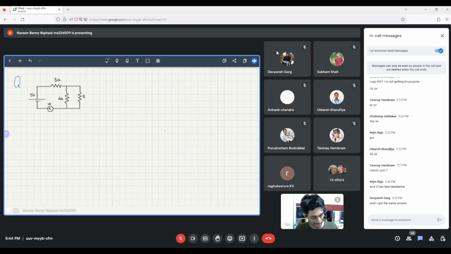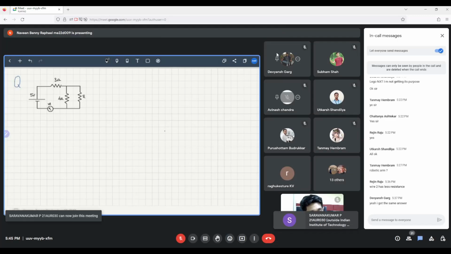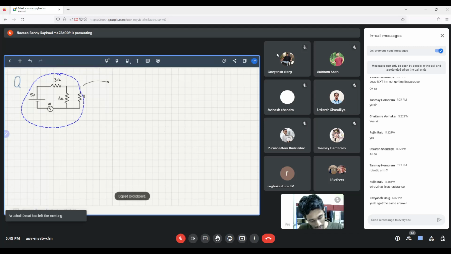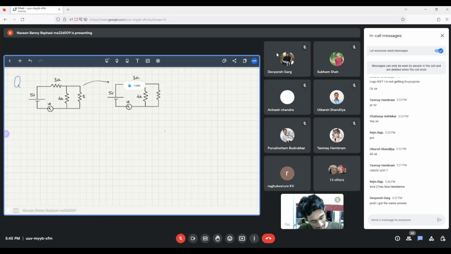Naturally, the easiest way to approach this question would be to use what we have done in class 12. Yes, the four and R are in parallel. So we can replace this with an R equivalent, and the R equivalent will be, if you are using the proper formula, we'll get Req is equal to 1 by 4 plus 1 by R, and with a little bit of algebra, we can get R equivalent is equal to 4 plus R by 4R.